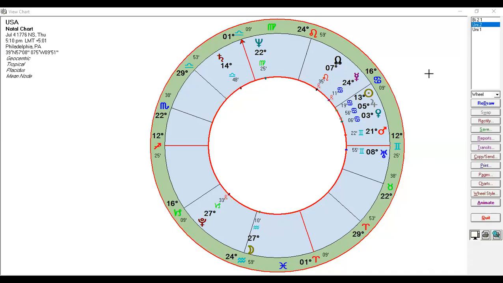Hello, hello. We are going to start looking at the United States natal chart, and the birth date and time I have is July 4th, 1776, 5:10 p.m., Philadelphia, Pennsylvania. This is kind of the commonly agreed time, but I want to start looking more at the planets, and then we can look further at the ascendant and the houses, which I'll mention, but we'll have that leaning while we start to look at this.